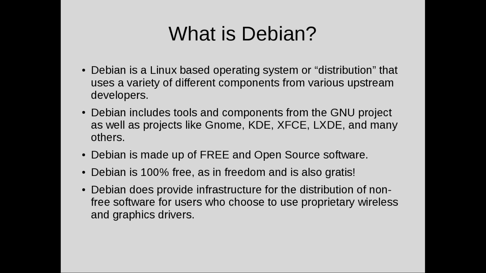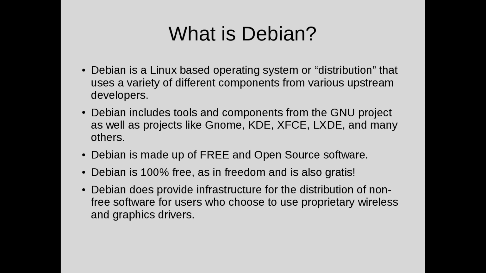Debian includes tools and components from the GNU project, as well as projects like GNOME, KDE, Xfce, LXDE, and many others. Actually, many others. Debian includes thousands of software packages that several thousand developers around the world have packaged and maintained for Debian. Debian is made up of free and open source software. Debian is 100% free, as in freedom, and it's also gratis.